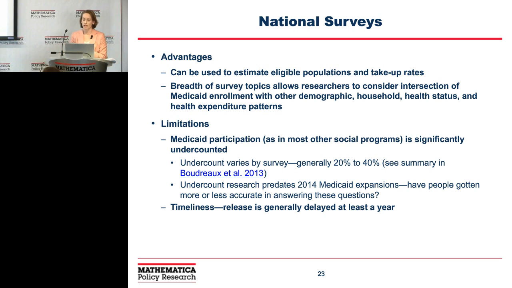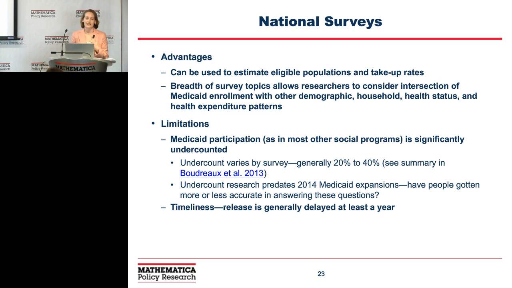The other nice thing about national surveys is that they have a whole lot of other topics. So you can look and see among Medicaid enrollees, what other kinds of social programs are they involved in? What are their household characteristics? All kinds of things about them that we don't usually capture in administrative data. The challenge is Medicaid participation, as with most social programs, is significantly undercounted. And when I say significantly, we're talking about missing 20 to 40% of Medicaid beneficiaries in the survey data. So you're missing a big chunk of them. One of the things that I've particularly noticed is that there's some really good research out there on how significant the undercount is. All of it predates 2014.